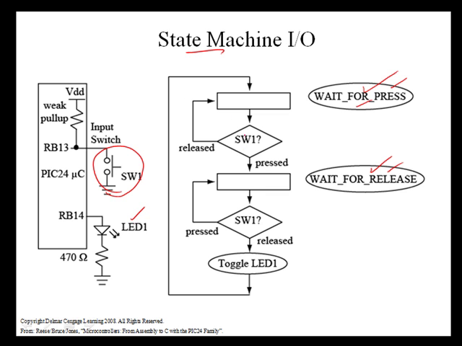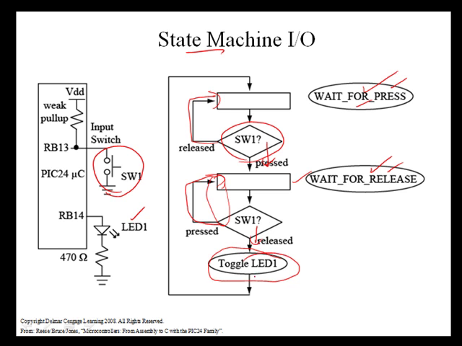What we're going to do is draw a decision box here in which we're saying, okay, as long as the switch is released, we're going to loop in this state. When it's pressed, we're going to transition to the next state. In this state here, which we're going to call wait for release, as long as the switch is pressed, we're simply going to loop. When we detect a release of the switch, then we're going to do an output action.